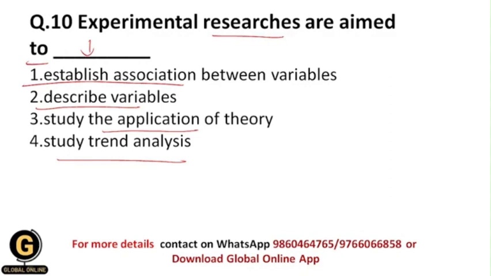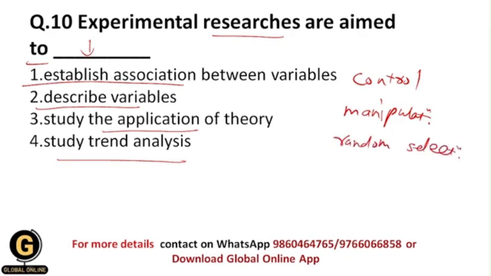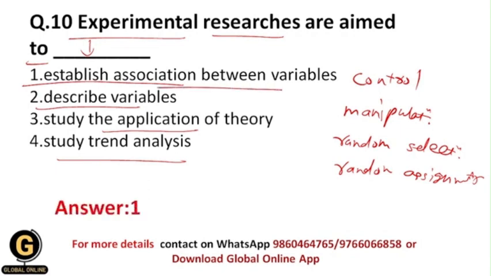Okay, so I'm going to tell you that the main elements of experimental research are control, that I have told you earlier, then manipulation, then random selection, and random assignment. So all of these are the main elements of the experimental researches, and that's why the main aim of experimental research is to establish the association between variables. It means that I'm going to establish the causality between the variables. So this is the main aim of the experimental research method. Okay, that's why the correct answer over here is 1.